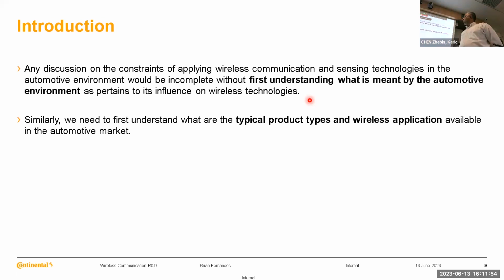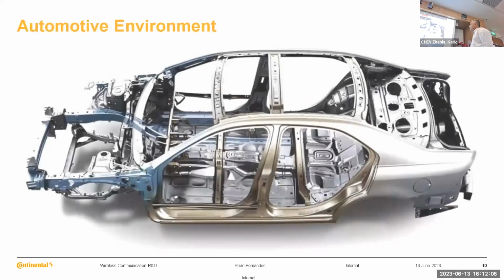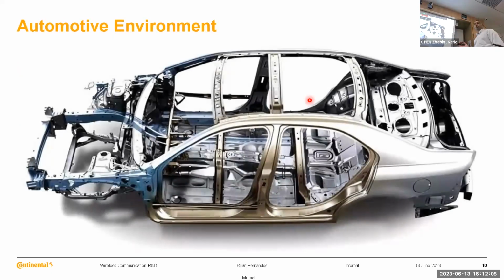So of course, as I mentioned, without understanding what the automotive environment is, it's really difficult to understand what constraints we're going to see in the automotive world. So the key thing to understand first is this is a vehicle. If you were to do industrial wireless communication, for example, you would be looking at a shop floor or some kind of machines. But for us, wireless is implemented inside this vehicle.